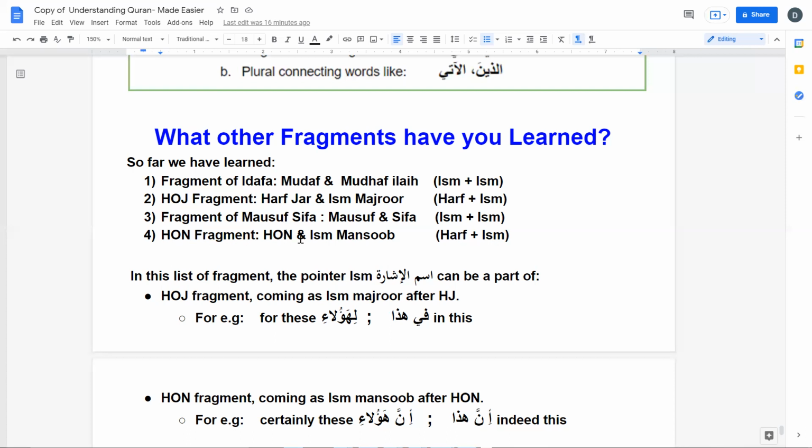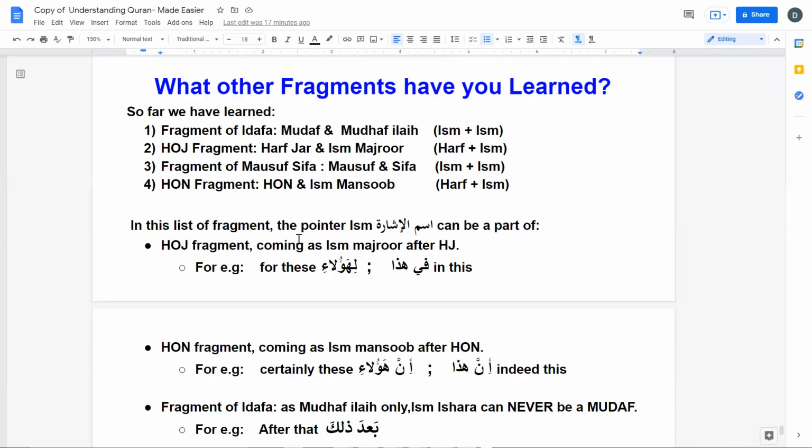And harf of nasb fragment, we learned that there are 7 harf of nasb: inna, anna, ka anna, bi anna, laita, lakinna, la'alla. And these harf of nasb combine with another ism and make that ism in mansub status. So this is a combination of harf plus ism, harf of nasb and ism. So let's see where in this list of fragments the pointer ism can be a part of.